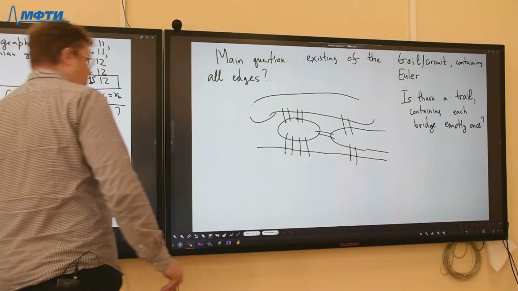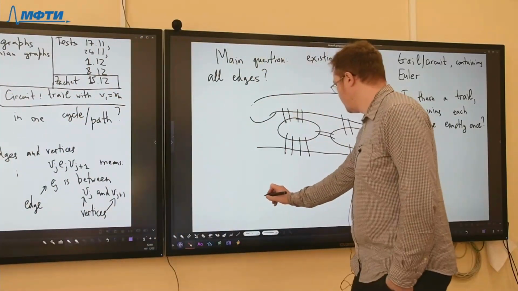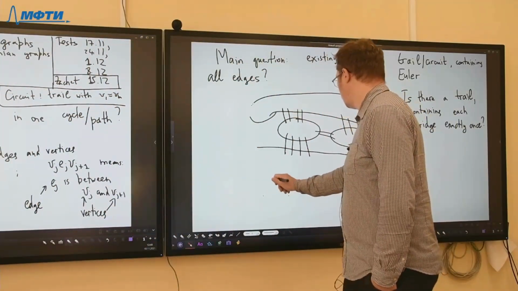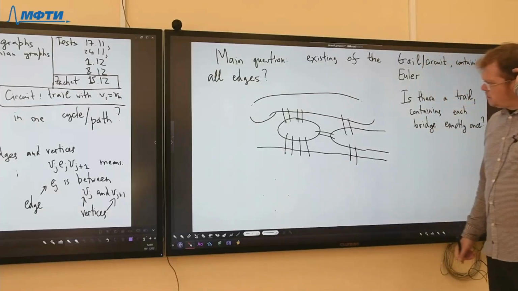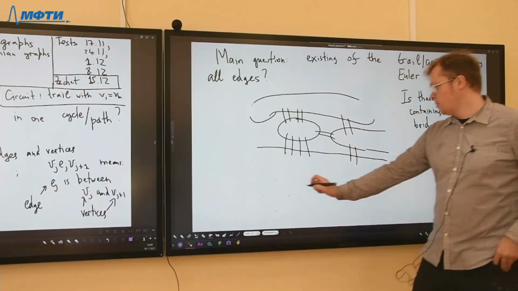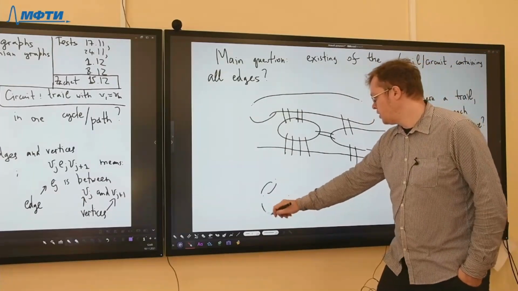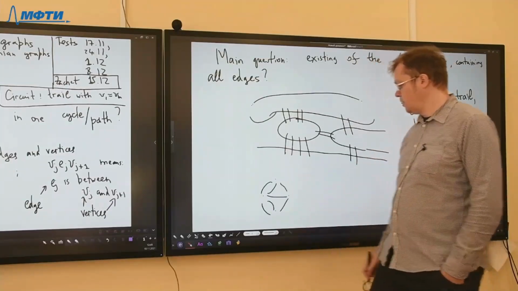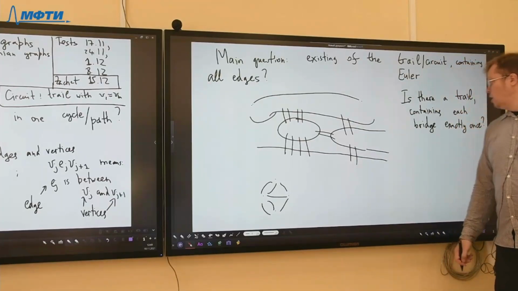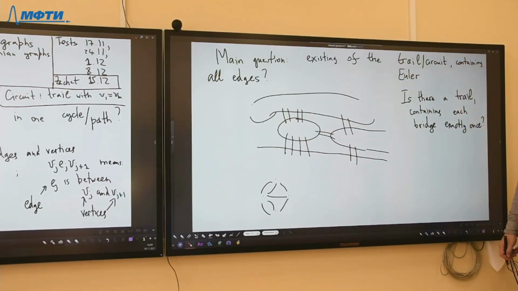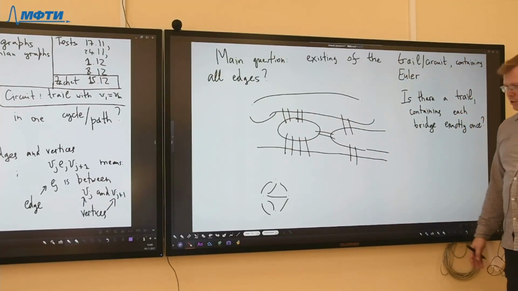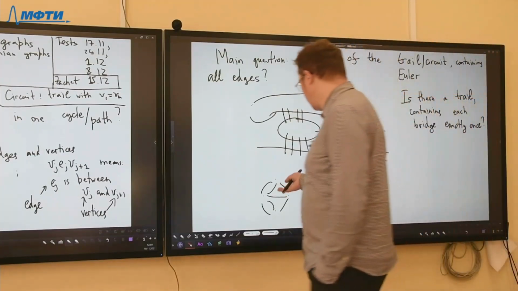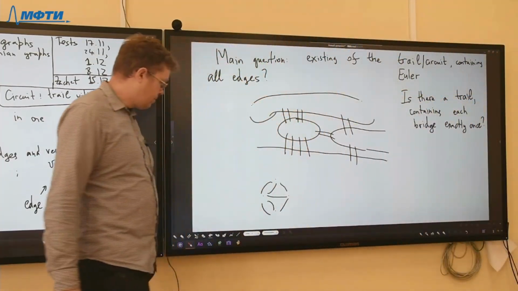So in terms of graph theory, we have a graph with 4 vertices and many edges. So we have here 2 edges, here 2 edges, here 1 edge, here 1 edge, here 1 edge. And we want to ask if there is a trail that contains all the edges of this graph.